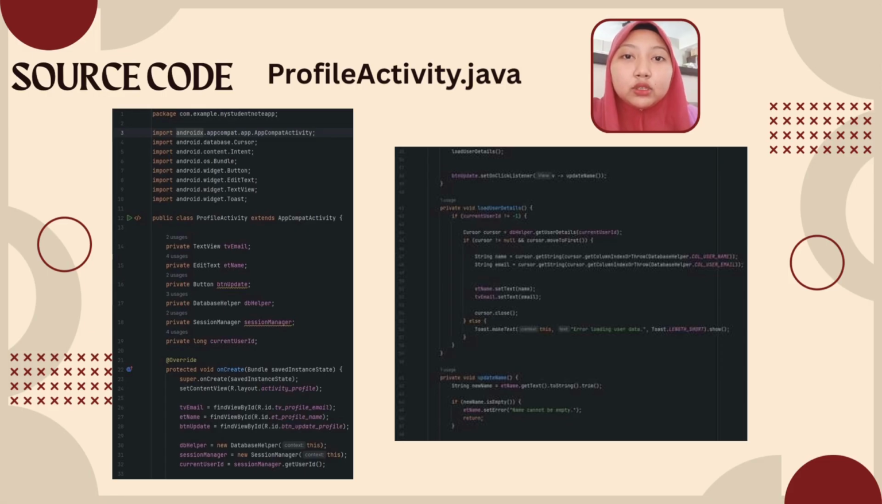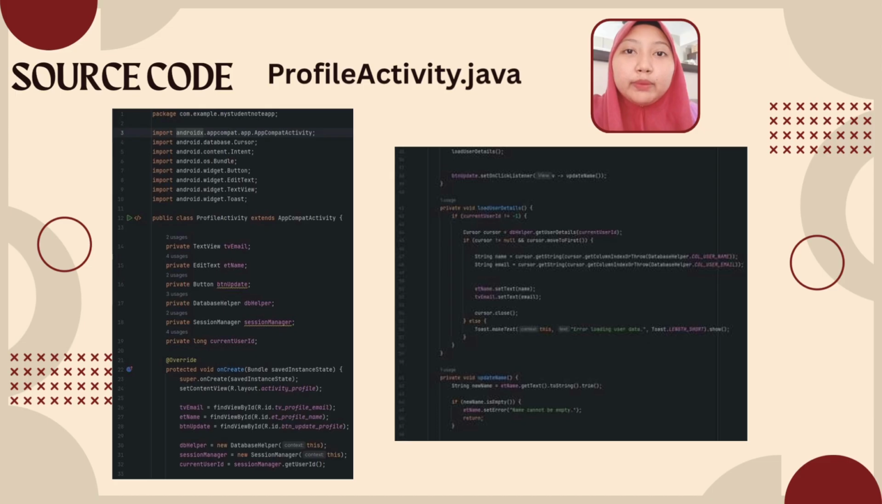The right side shows the data loading and update logic. Data loading: loadUserDetails. This method fetches the user's details using dbHelper.getUserDetails(currentUserId). If the database query returns a valid cursor, it extracts the name and email and sets them on the user interface fields: etName.setText, dbEmail.setText.